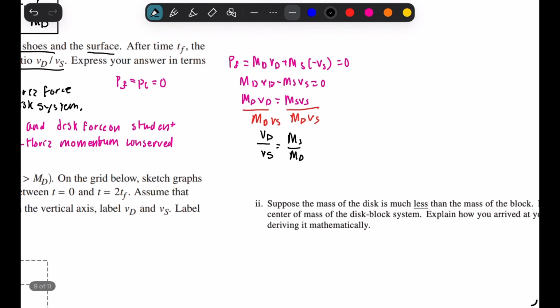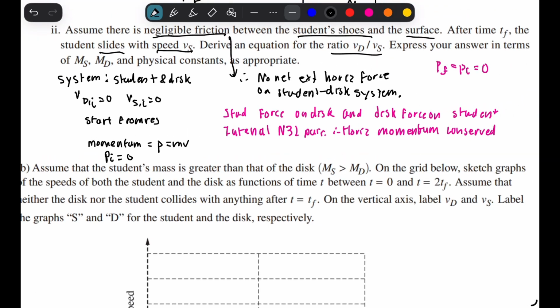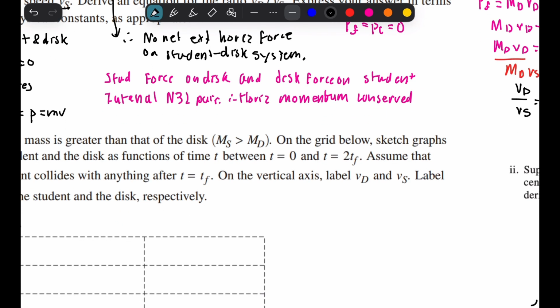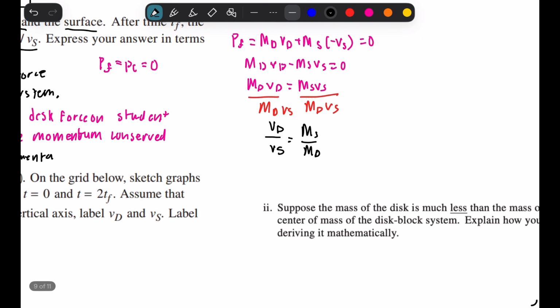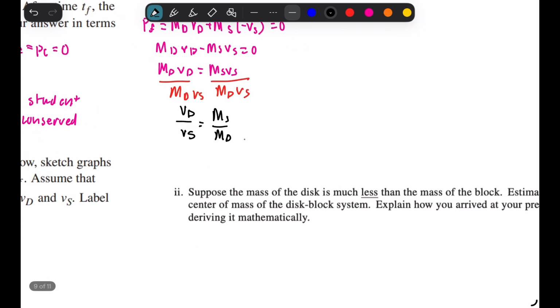So this makes sense because we know that your system is starting with 0 momentum, right? After the push, the student and the disc are going to have equal and opposite momentum. And since momentum is mass times velocity, the ratio of the speeds is going to be the inverse ratio of the masses.